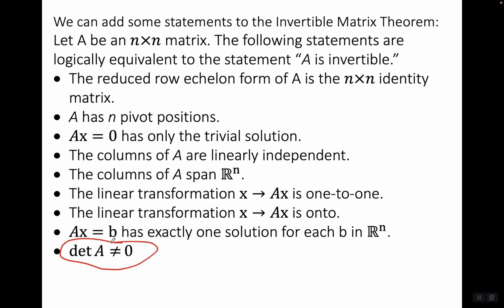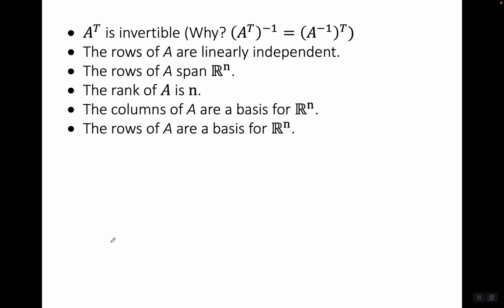Okay, so the statement A is invertible is logically equivalent to the statement A transpose is invertible. Why? Well, A transpose is invertible if and only if A is invertible. That's because A transpose inverse equals A inverse transpose. In other words, A transpose has an inverse if and only if A inverse exists. And similarly, if A inverse exists, then A transpose must exist.